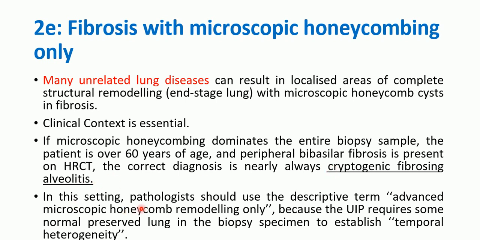So in this setting, the pathologist should use only the descriptive term, which is advanced microscopic honeycomb remodeling only, because UIP also requires some form of preserved normal lung in the biopsy to establish temporal heterogeneity. So in case you see only the honeycombing, you have to keep your guard up that it may not be UIP, but some other entities as well.